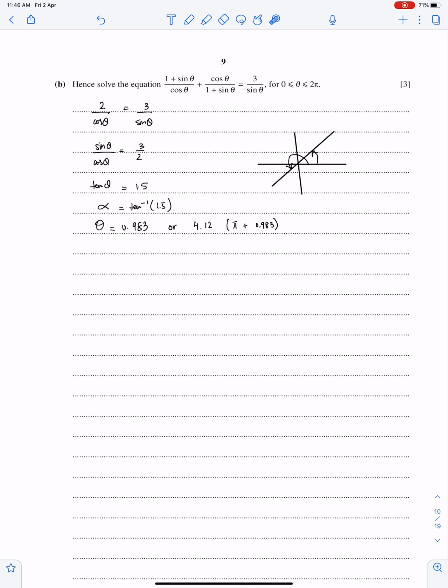Now tan is positive, so it must be in the first and third quadrant. Make sure you give your answer in terms of radians, because the domain is in pi. The domain is in radians. So this is the first answer, 0.983, and the second is pi plus 0.983, which is 4.12. And give your answer up to 3 significant figures.